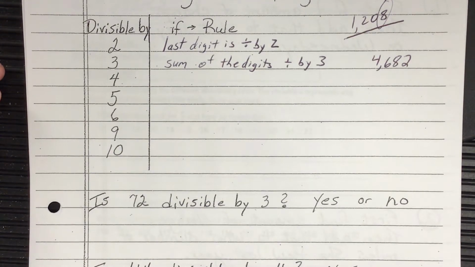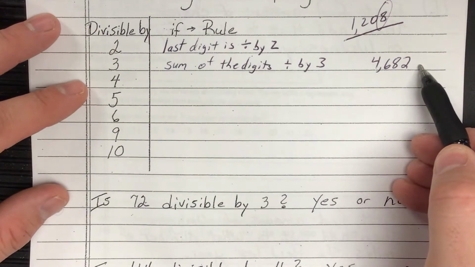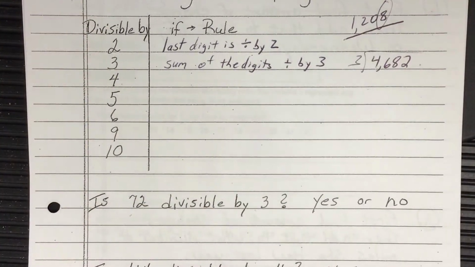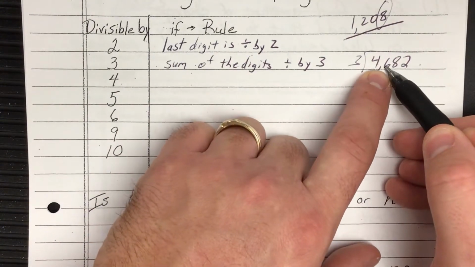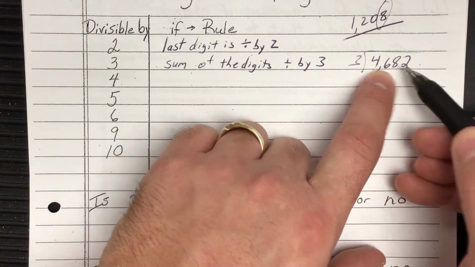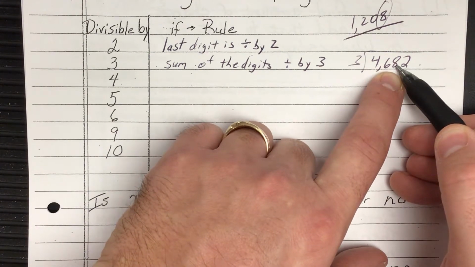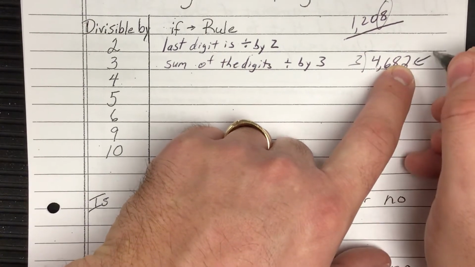Now, guys, listen to the rule. The sum of the digits. Sum means I need to add these up. If 3 goes into that sum, then 3 goes into the number. That's going to save you time over having to divide them all out. So 4 plus 6, 10, plus 8, 18, plus 2, 20. So I add those up, I get 20.